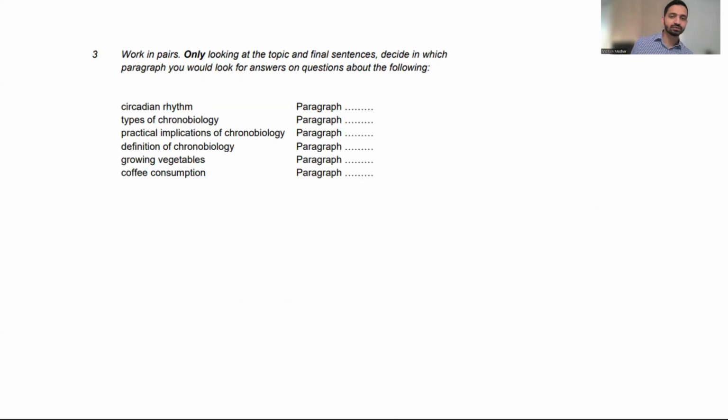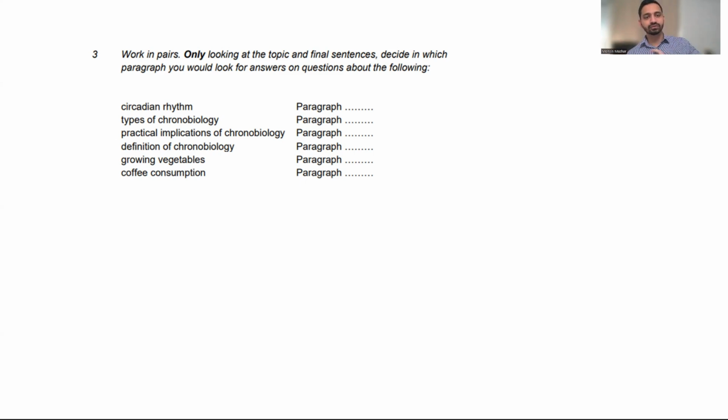All right, now only look at the topics and the final sentences. Decide in which paragraph you would look for answers on questions about the following. After doing the skimming, you will have a great idea as to which paragraph you are going to look for, like this circadian rhythm.